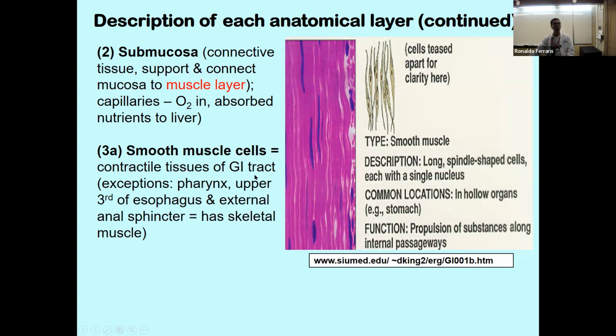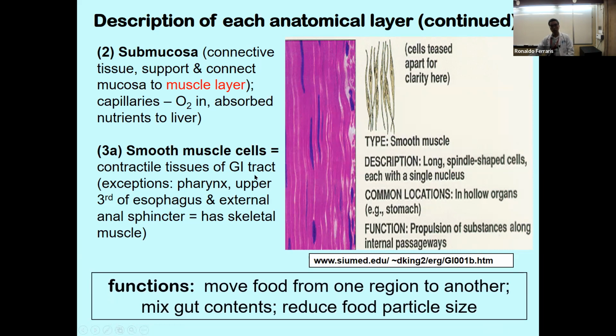Then we have two major categories in section 3. First are your smooth muscle cells, which represent the contractile tissues of the GI tract. They are found throughout the GI tract, with the exception of a few areas which have skeletal muscle: the pharynx, the upper third of the esophagus, and the external anal sphincter. I have already alluded to the function of the smooth muscle cells.